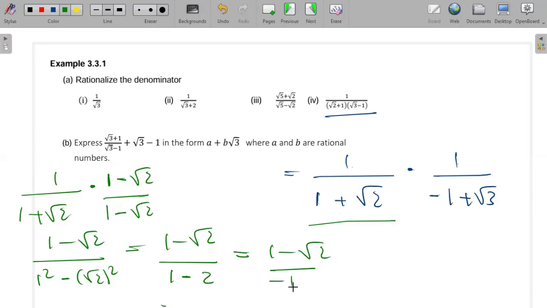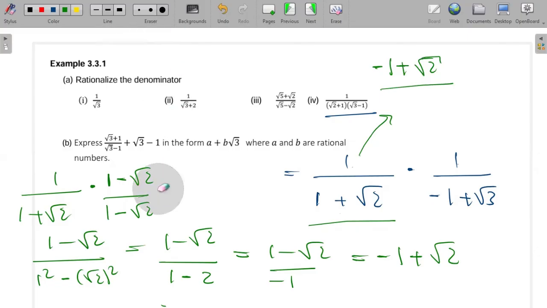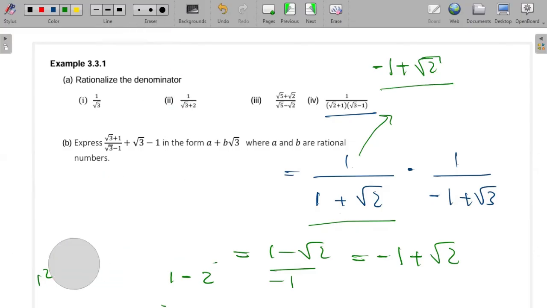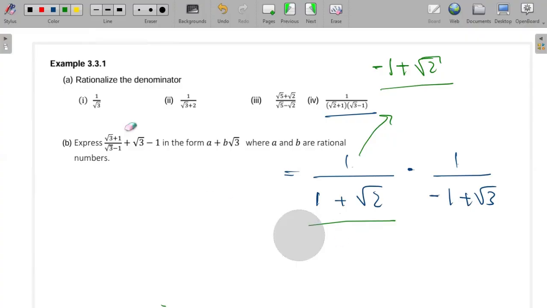So that negative can divide into the 1, which gives us negative 1, and into that here, negative root 2 gives us a positive root 2. So when we rationalize this first part, we just get negative 1 plus root 2. So let's keep this one. Okay, erase here. Then let's do that other part.